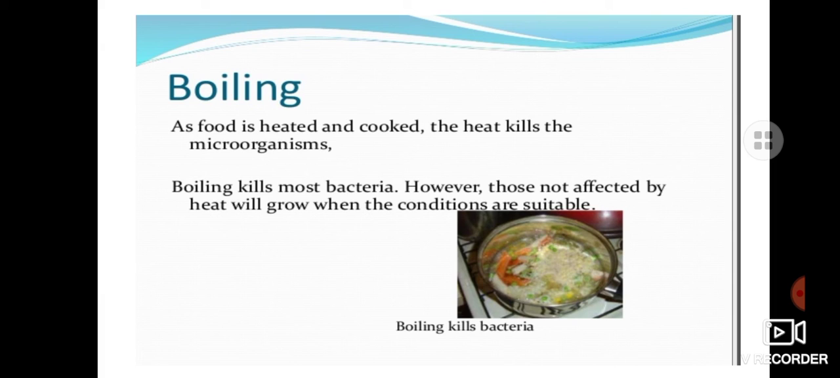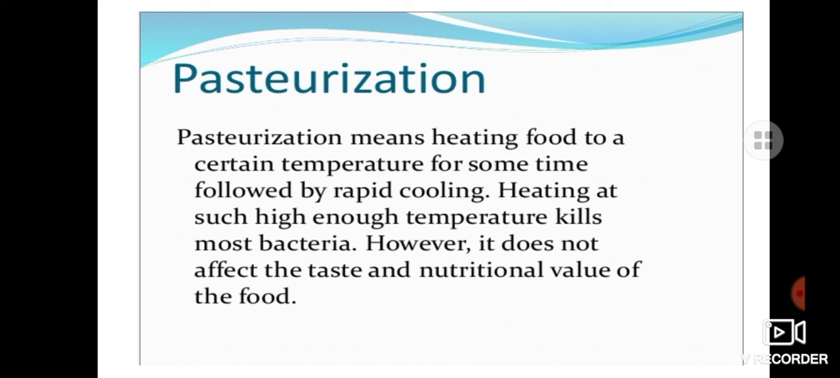The second physical process is boiling. If we boil a particular food, if it is a liquid, then it kills all the bacteria present inside it, and then we can make our food bacteria free.